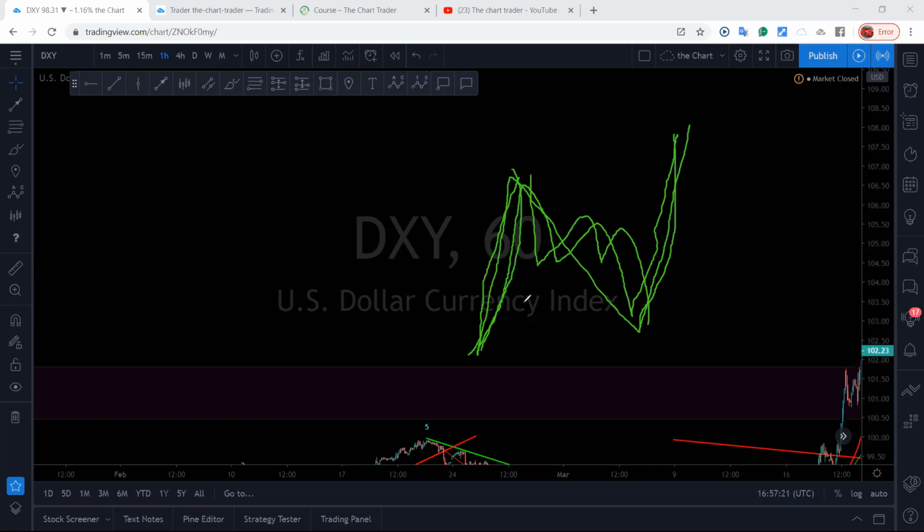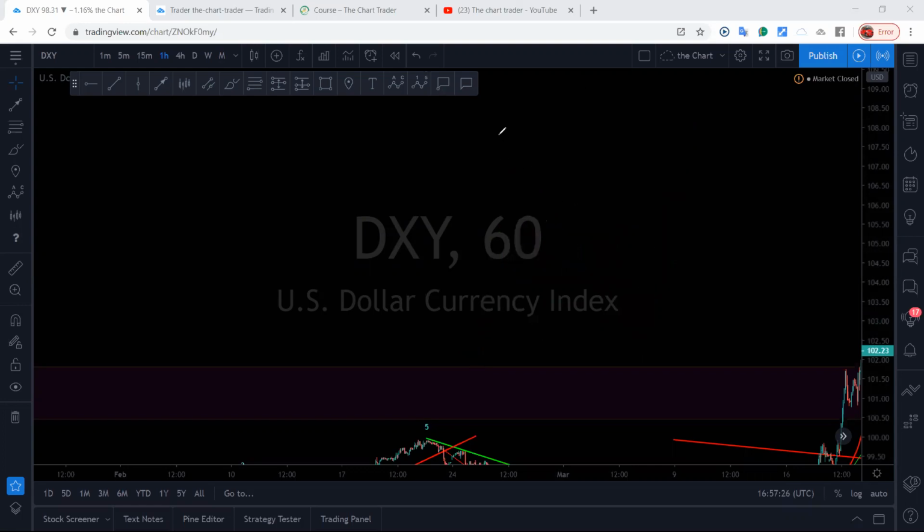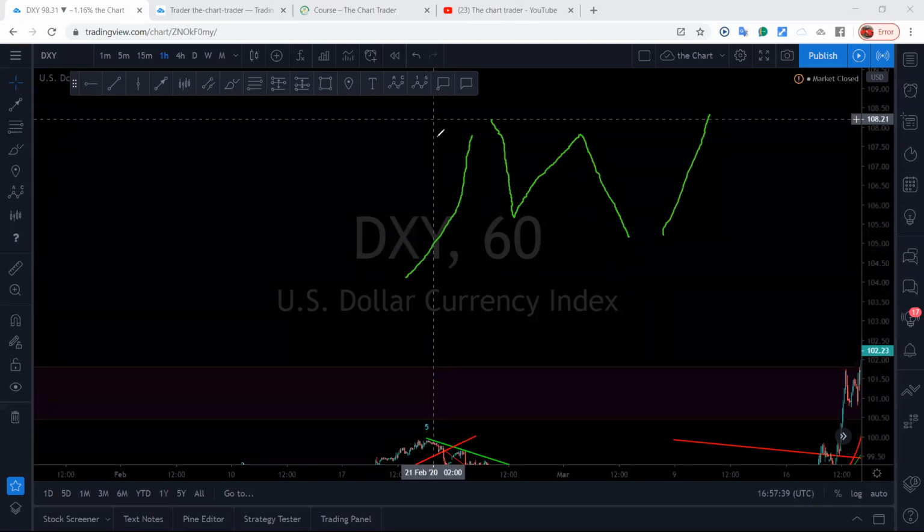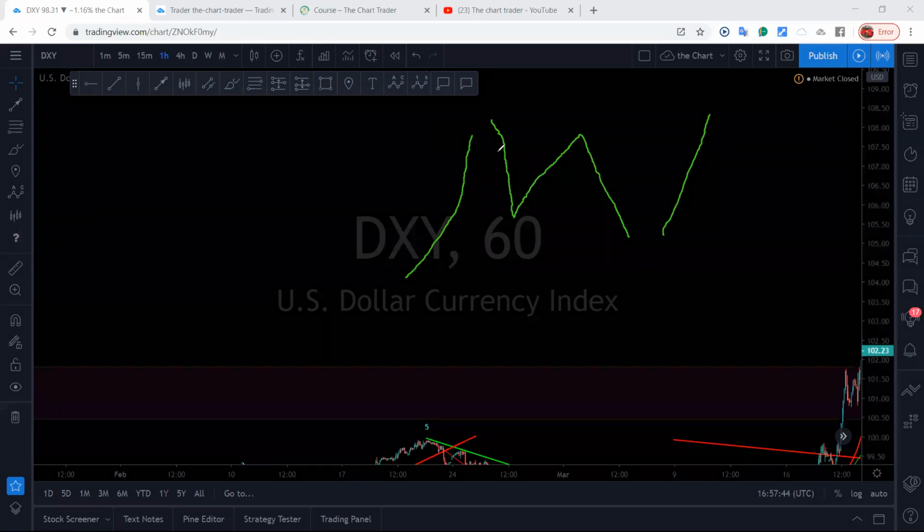So forget about the impulsive for now. Let's talk a little bit about the correction. This was your A, B, C to the downside. This was your impulse to the upside. Let's quickly change the color here, and let's forecast this. This is your A, this is your B, and this is your C.